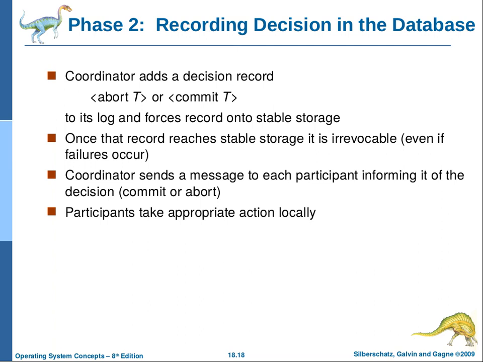Once the record reaches stable storage, it's irrevocable. AKA once it says commit, you cannot revoke it. It has to happen. Even if some failures occur, it's going to happen. So it sends a message to each participant informing them of the decision, and then they take the appropriate action locally.